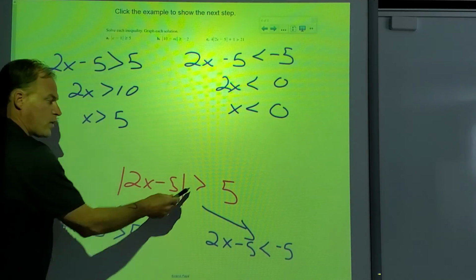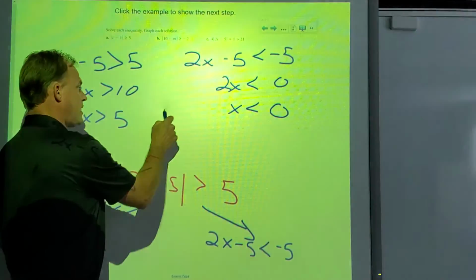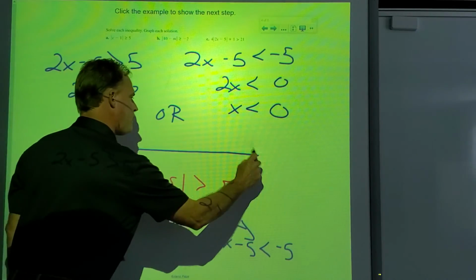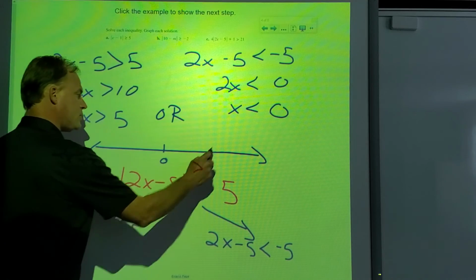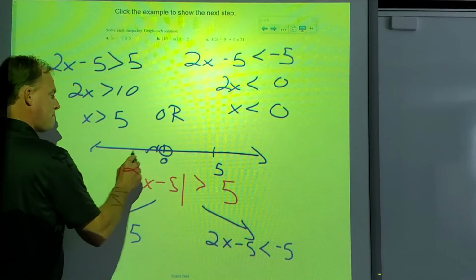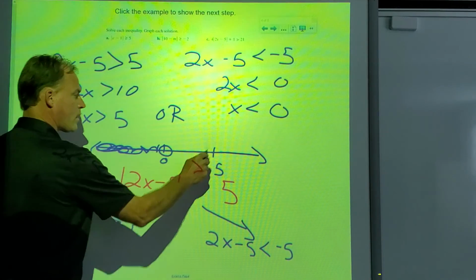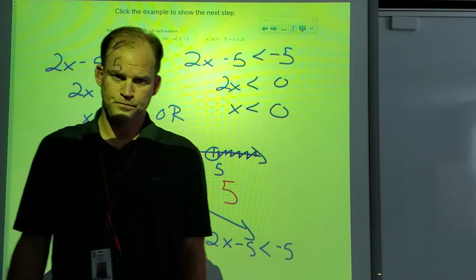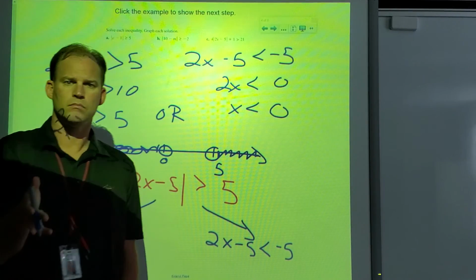So I go back to this original problem. This was a greater than, which means this is an or answer. So when I graph, here's 0, here's 5. Less than 0, greater than 5. That's your final answer. Take your time.